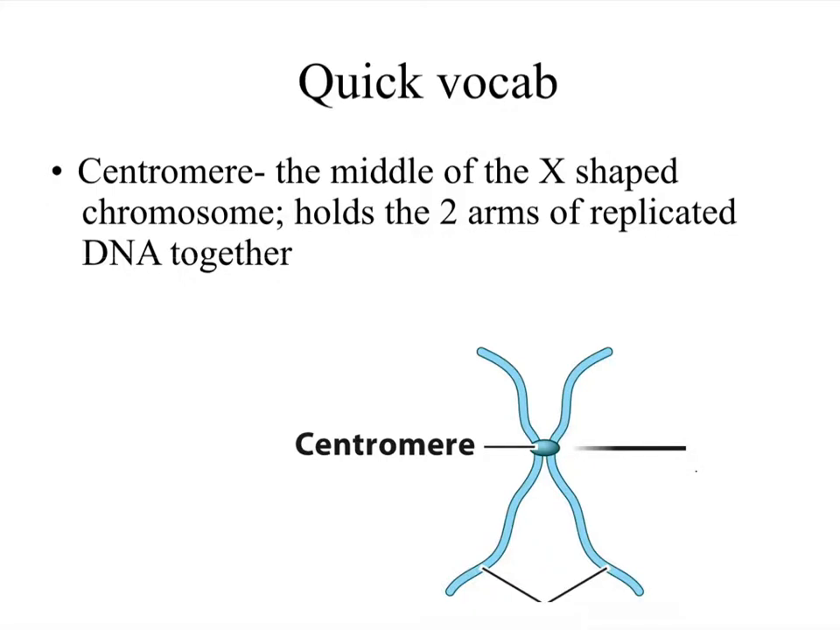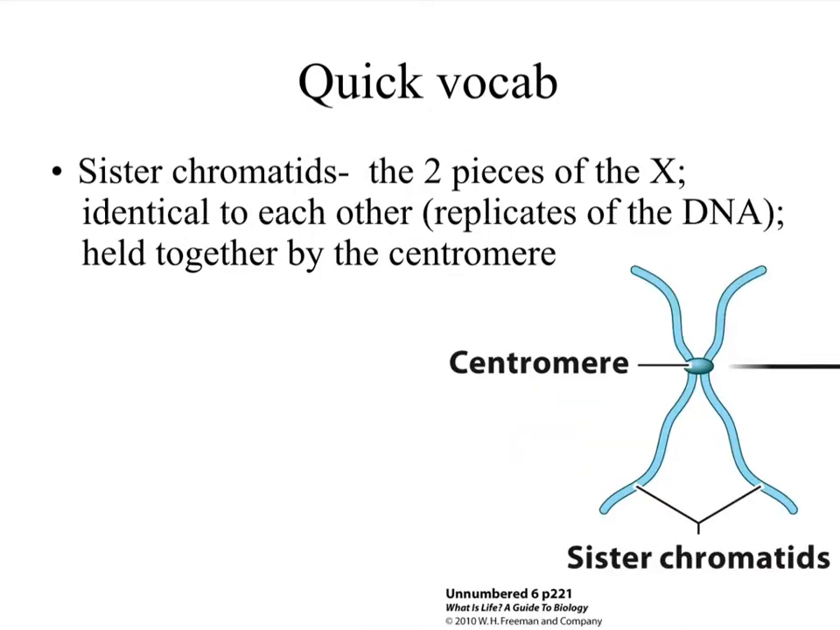So here's another picture of our centromere. This is a protein structure right in the middle. It's going to hold these two sister chromatids together. Now these sister chromatids are the two pieces of our X-shaped chromosome, and they are exact replicates of each other. So two identical copies of the DNA. This is important because during mitosis, during cell division, we're going to split those two copies up and divide them into separate cells so that we get two identical daughter cells.